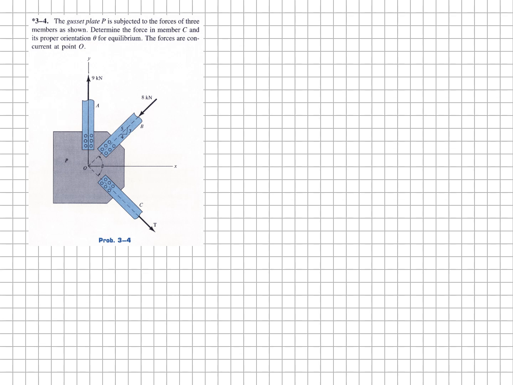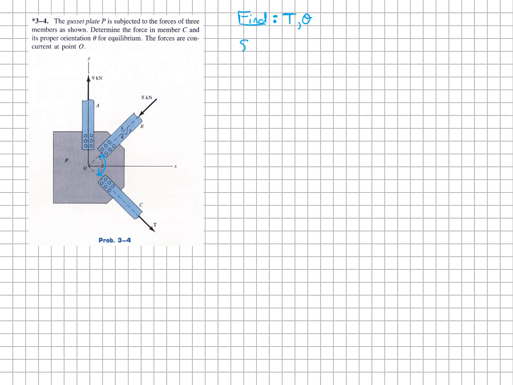For this example, we have a gusset plate that is subjected to the three forces shown here. We need to find the force in the member at C, which is labeled as T, as well as the angle theta, shown as the angle between these two pieces, B and C.